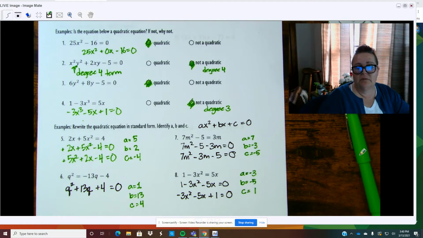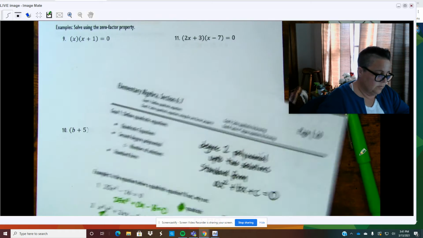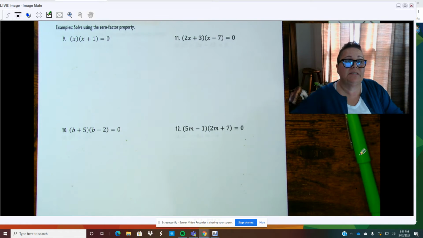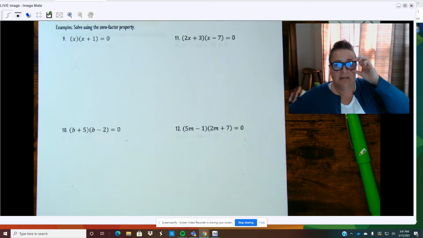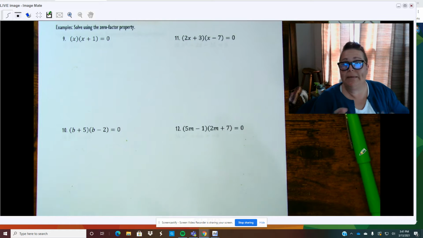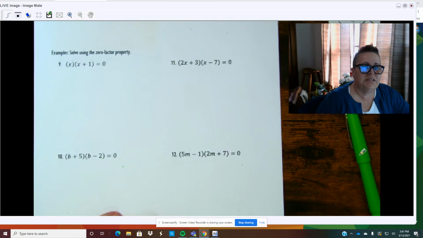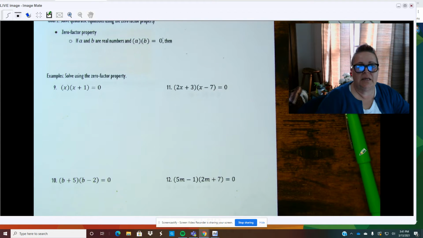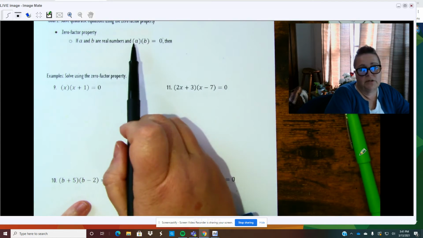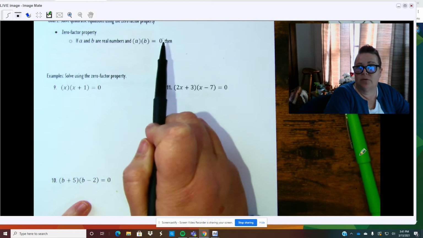Alright, okay. Can we solve some quadratic equations using what's known as the zero product property? My assumption is that you do not know what the zero product property is. So let me explain. The zero product property basically says if a and b are both real numbers and you're multiplying those two numbers together and you get 0.